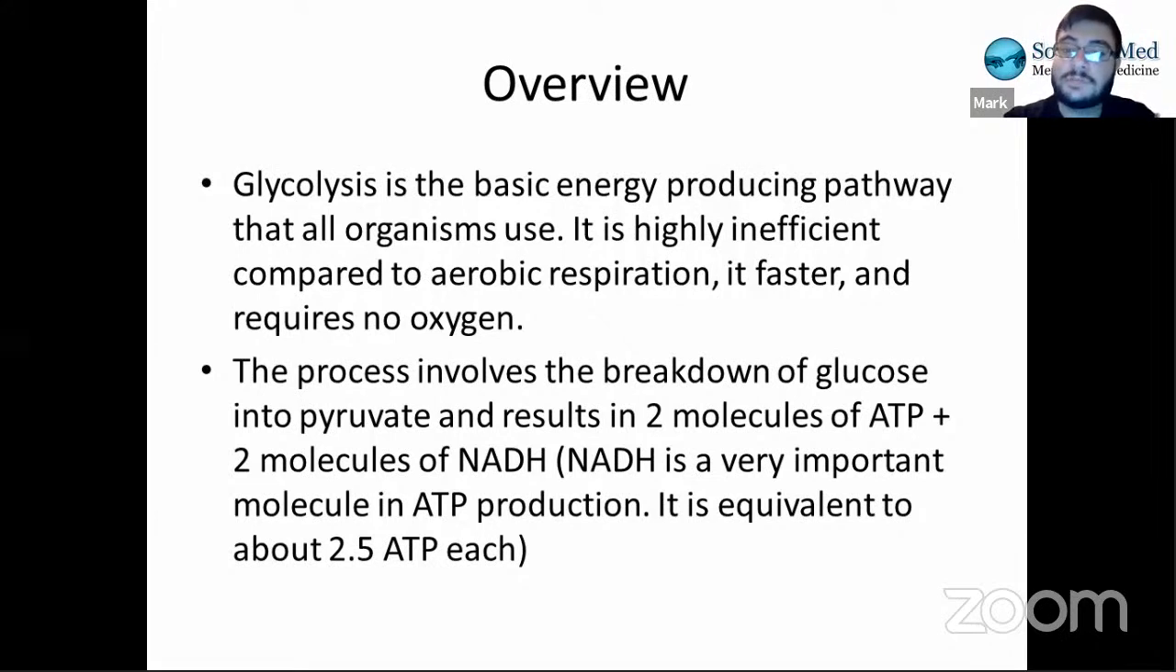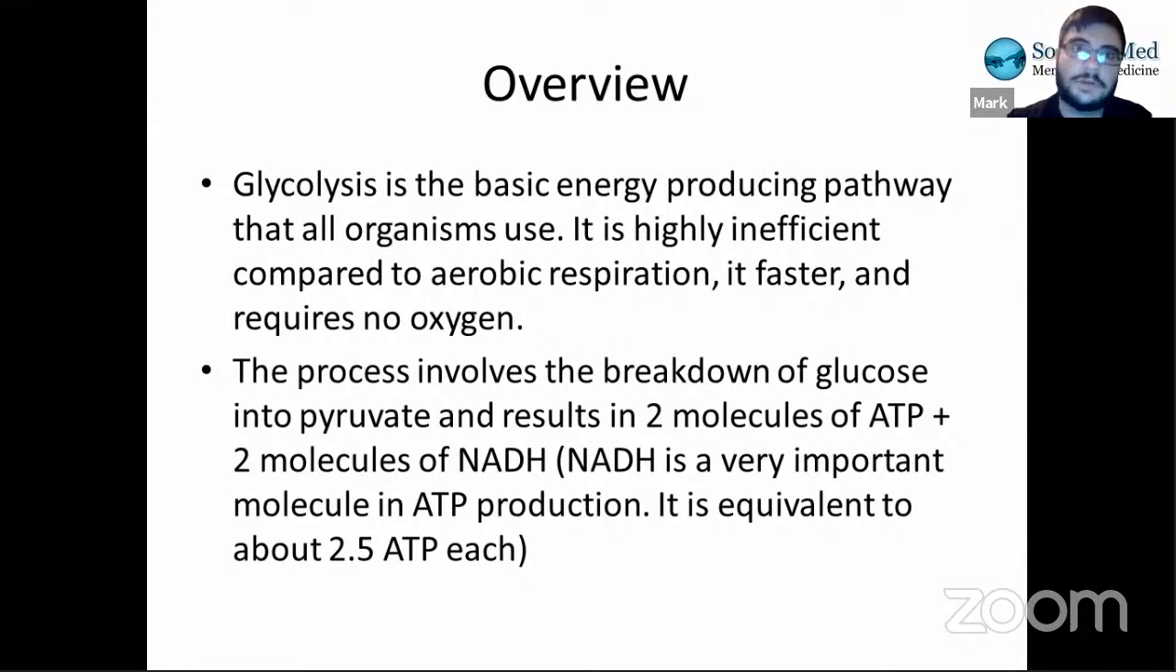This process involves the breakdown of glucose into pyruvate, and it results in 2 molecules of ATP and 2 molecules of NADH. NADH is a very important molecule in ATP production, which we'll cover next week. Our body directly can convert NADH into ATP through a process called the electron transport chain and ATP synthase. But like I mentioned, we'll cover that next week. And 1 molecule of NADH is equivalent to about 2.5 ATP each.